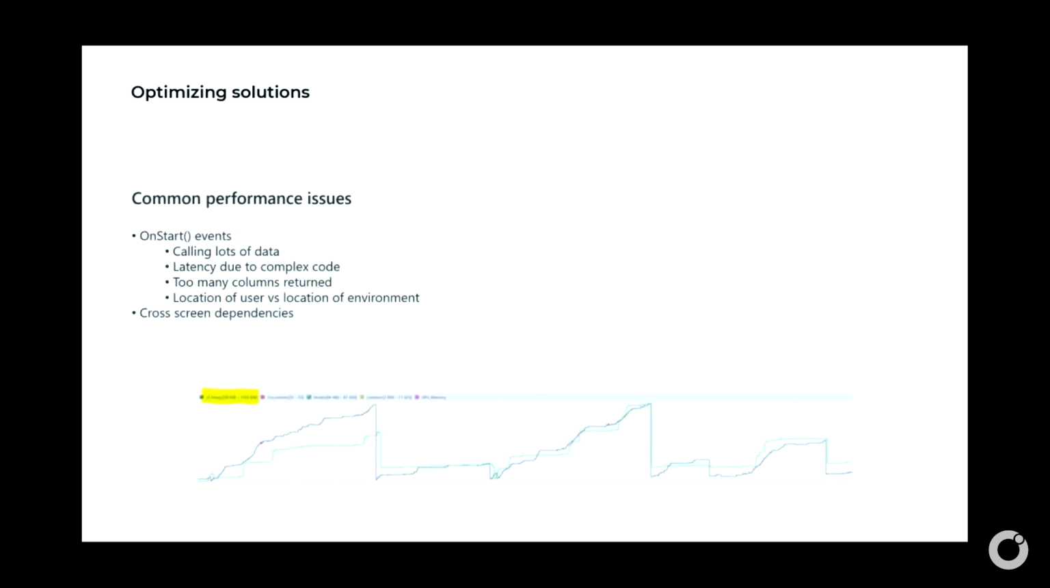Then we've got common performance issues. So I've spoken about this a little bit. There are some that you can do things about. So calling lots of data. Try to defer that and ensure that the data is where it needs to be when it needs to be there. So don't just call everything when the app is launching. It does slow things down massively. Try to avoid complex code in your on-start event as well. That is something that will slow the app down.